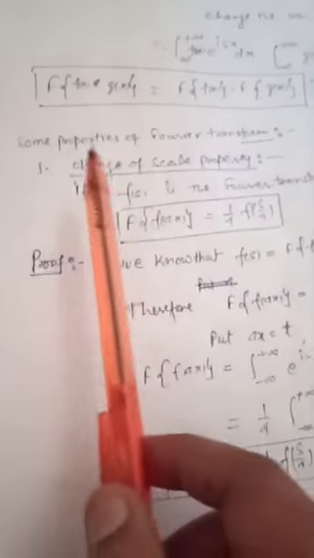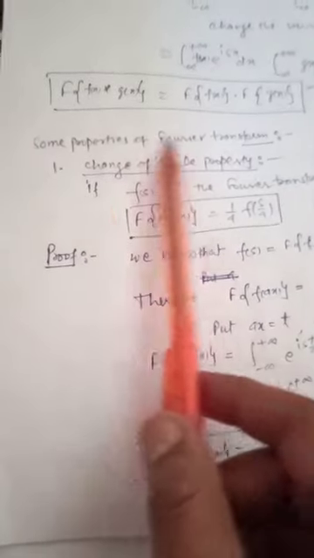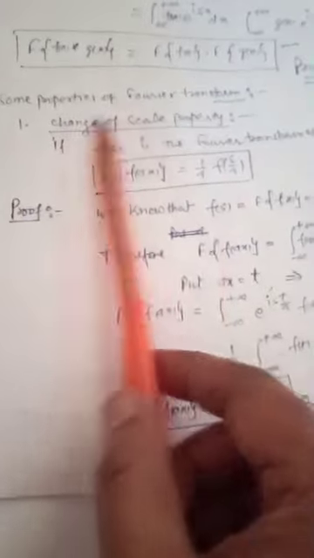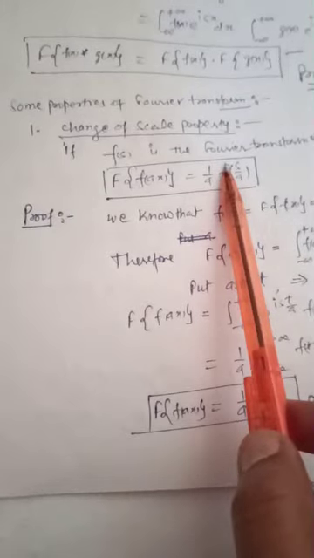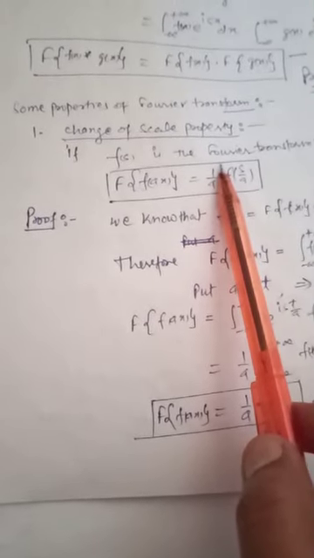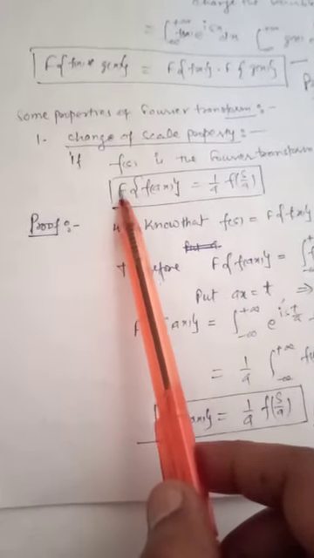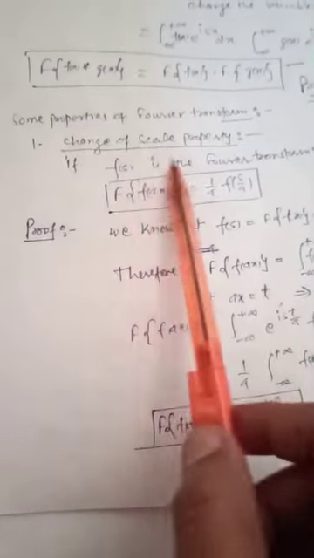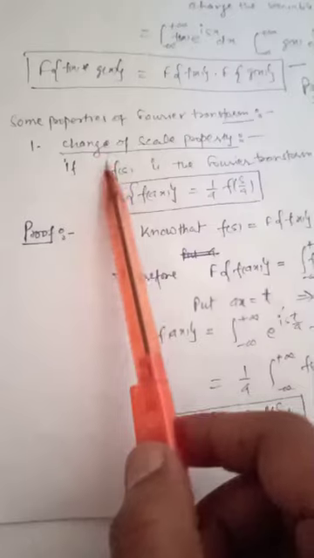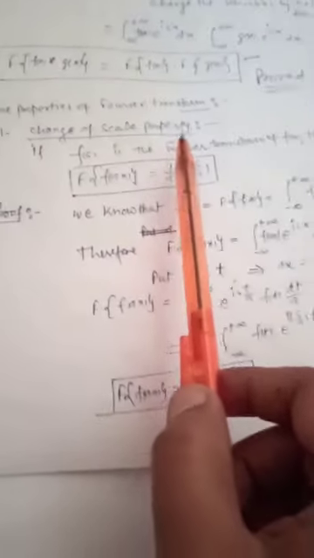Now come to the next point. We are going to learn about some properties of the Fourier transform. This also can be asked in your exam in a short answer type question. In the 5th unit, basically the first property of Fourier transform is the change of scale property. It's a well-known property.